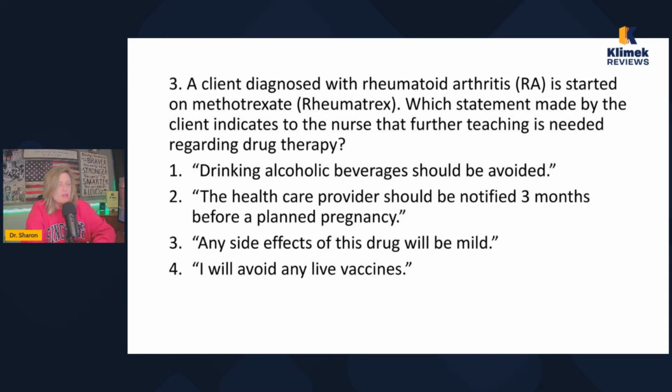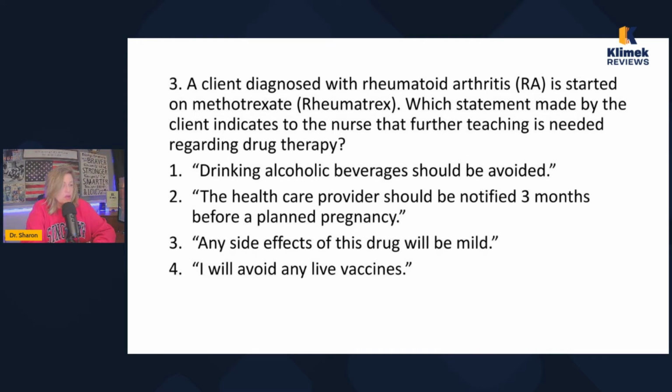Drinking alcoholic beverages should be avoided. Well, that's a true statement. That's always a true statement. I always tell people to avoid alcohol when they're starting out on new medications. Healthcare provider should be notified 3 months before planned pregnancy. Well, that seems like a good idea. I don't know that that's the exact amount of time, but it certainly seems like a good idea. If you're taking an immune suppressant and planning to get pregnant, I would say at least 3 months. So that seems like a good idea.